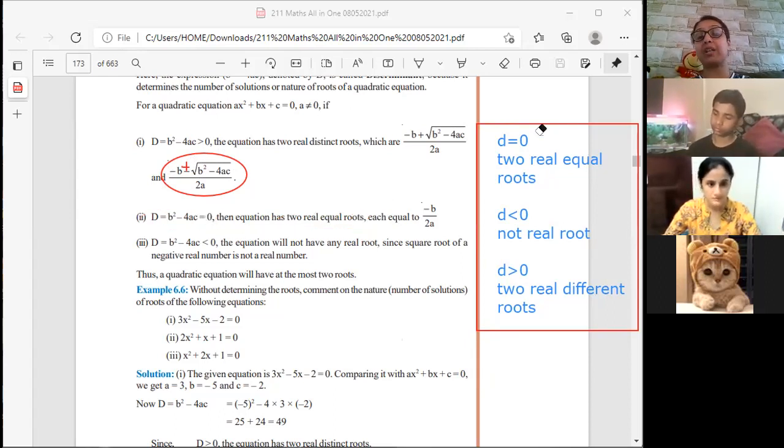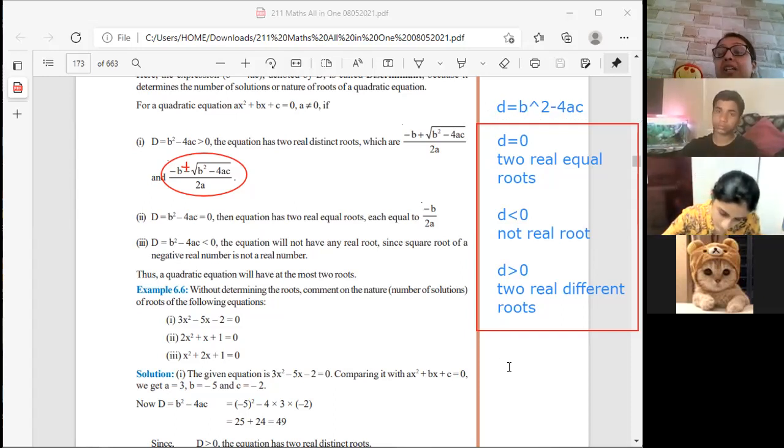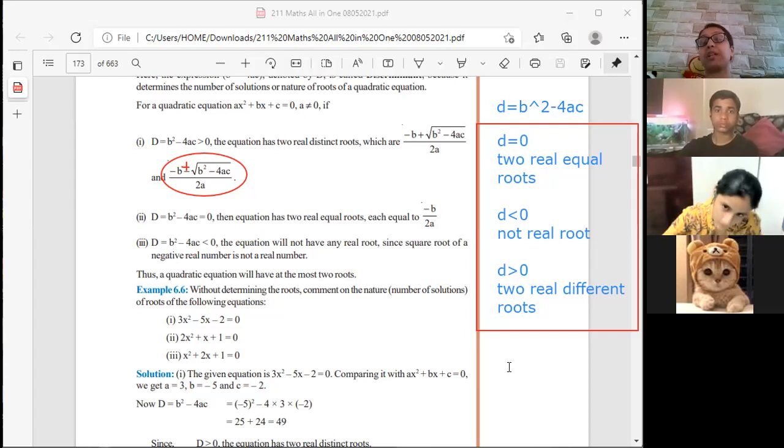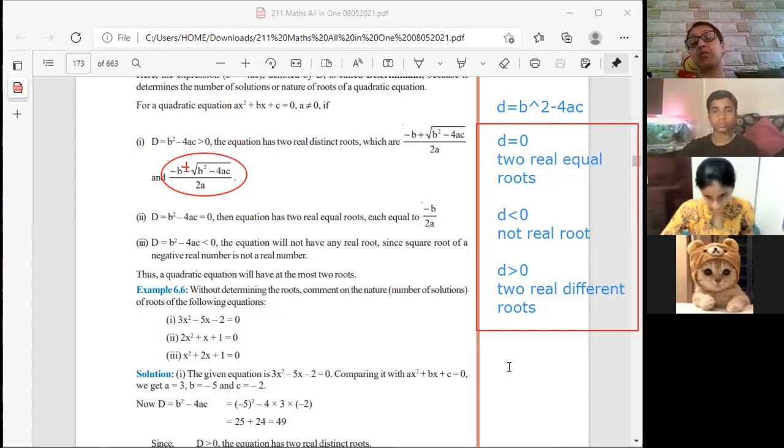Now I want you to write down in the box that is there. And do you know what D is? D is equal to b square minus 4ac. So if you get the answer which is equal to 0, that means your roots are going to be real and equal. If you get the answer less than 0, then you are going to have non-real roots. And if your answer is greater than 0, then you will have two roots but different roots.